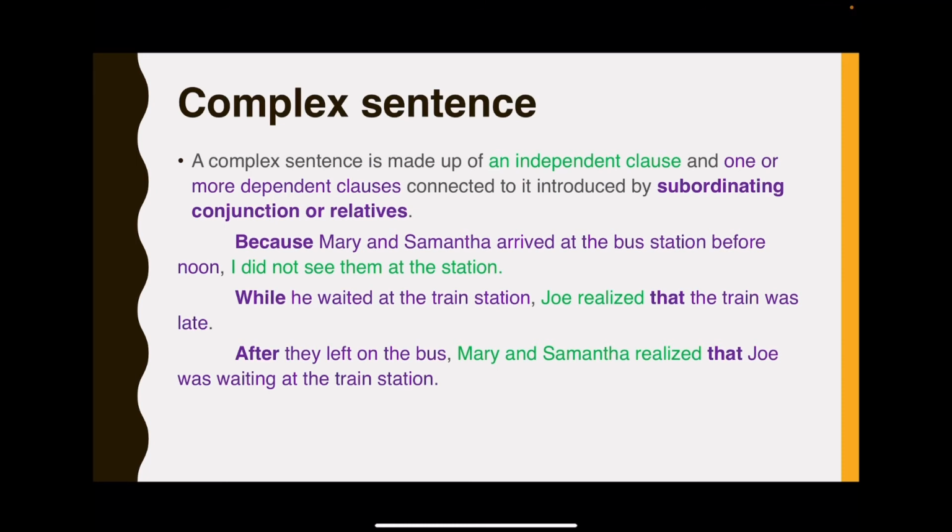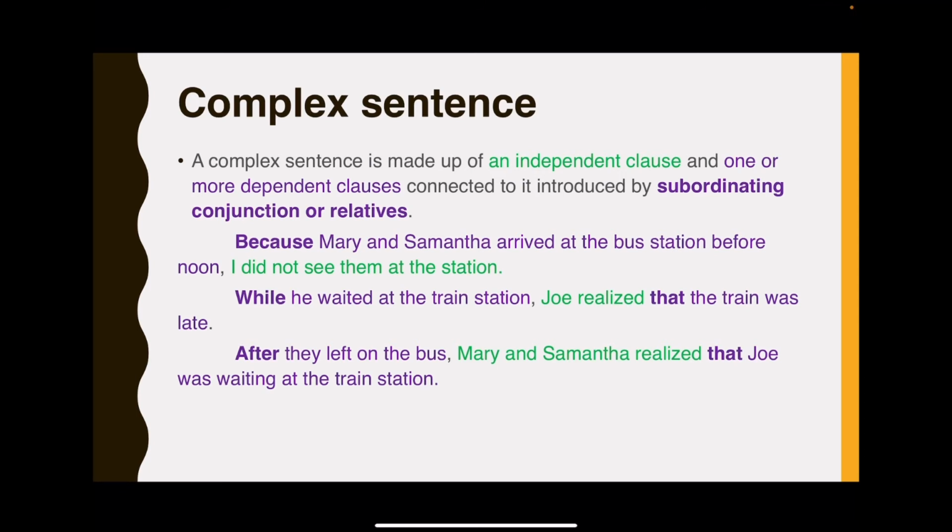Okay, for example, because Mary and Samantha arrived at the bus station before noon, this is in purple. This is what is called a dependent clause, introduced by the use of the word because, and the word because is the subordinating conjunction, right? So this is a dependent clause. And we also have one independent clause, that is I did not see them at the station, and I mark it in green. So you can see that for one complex sentence, what we need is both an independent clause and a dependent clause joined together by using a subordinating conjunction or probably relatives.